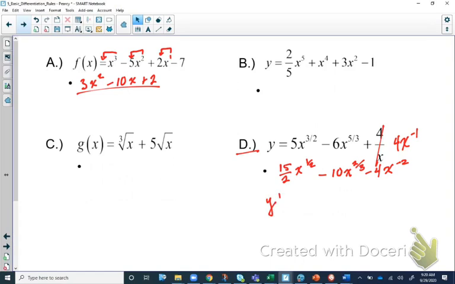So here I'm going to get y prime is equal to 15/2. And if you want to write that as a decimal, that's fine because it's a nice decimal. x to the 1/2 power minus 10x to the positive 2/3 power. And here we'll get minus.